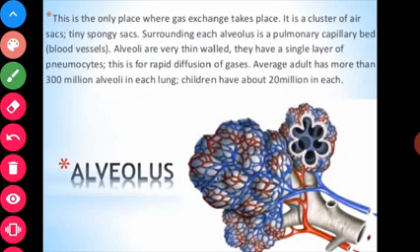The average adult has more than 300 million alveoli in each lung. Children have about 20 million in each lung.